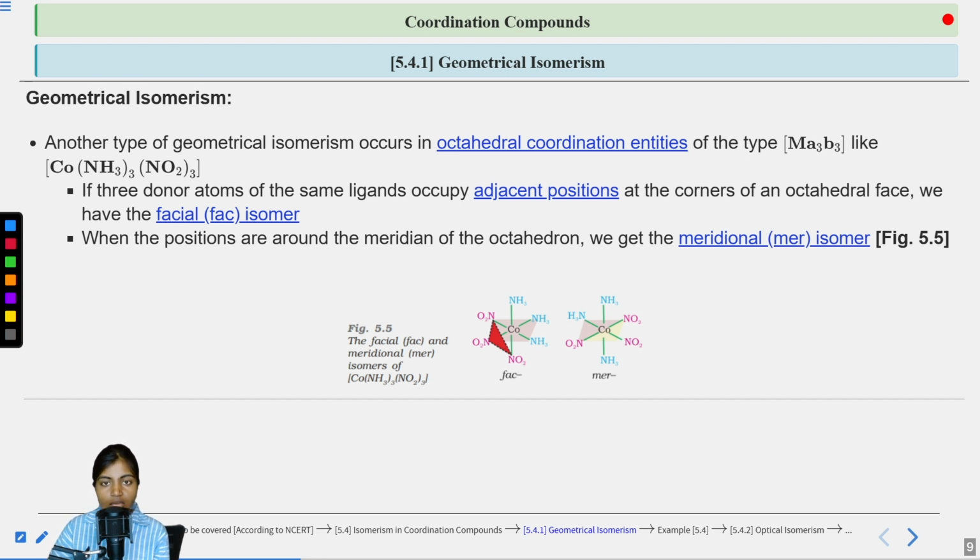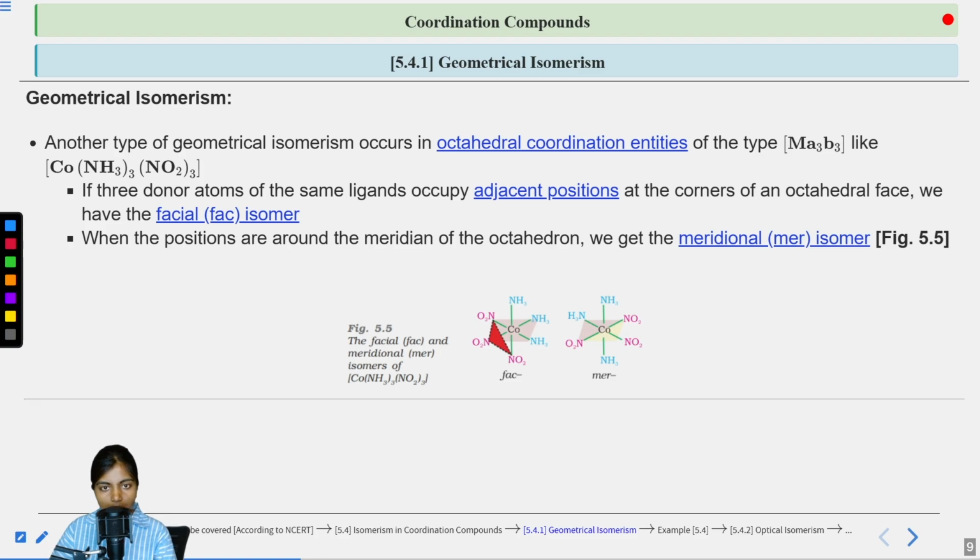isomer. And when you are shifting the positions of the same ligand at the meridian of the octahedron, you can see in this plane, which is lying horizontally at the meridian of this octahedron, you are placing three same ligands, then you are getting the meridional isomer of this complex.